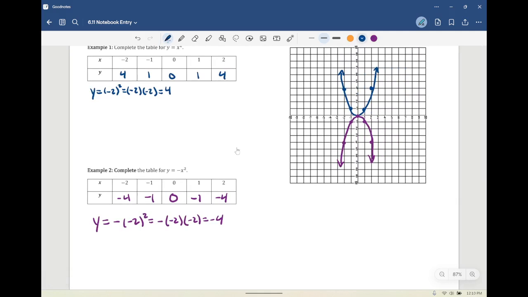On both of these, they actually share a vertex. What is the vertex for each of these? 0, 0. And so for the first one, or the blue one that's up on the board, is that vertex a maximum or a minimum? It's a minimum. This is the lowest point on the blue curve, and so this is a minimum. And this is what we call open up.